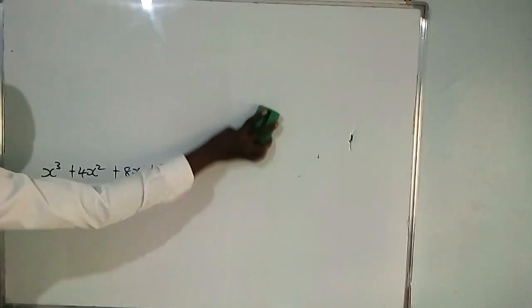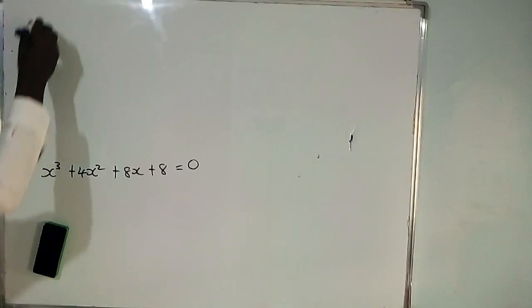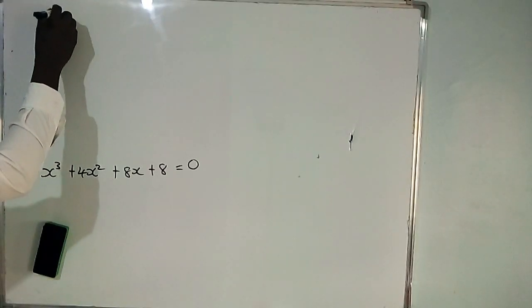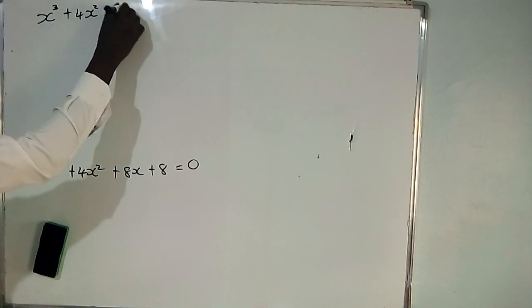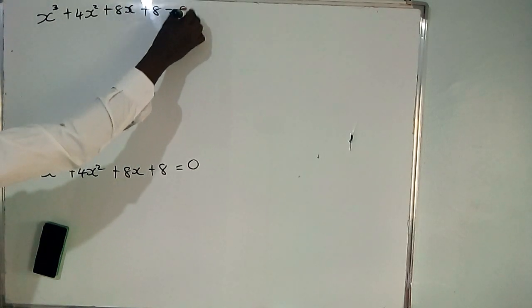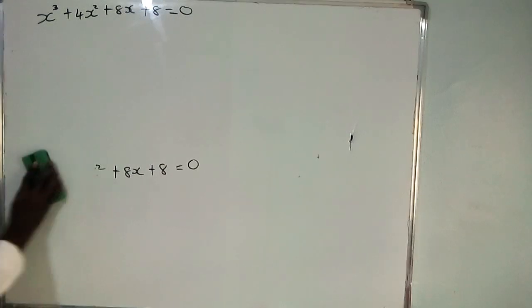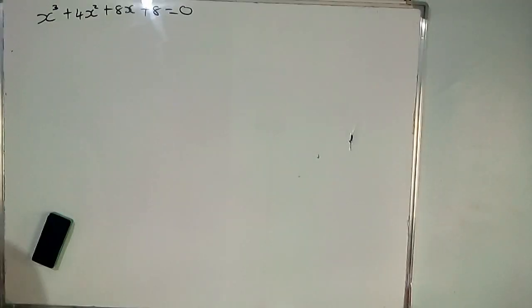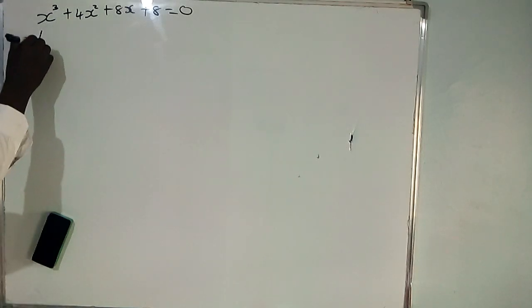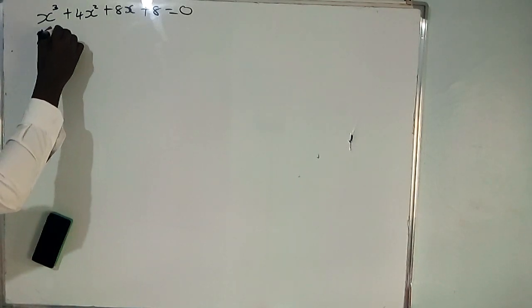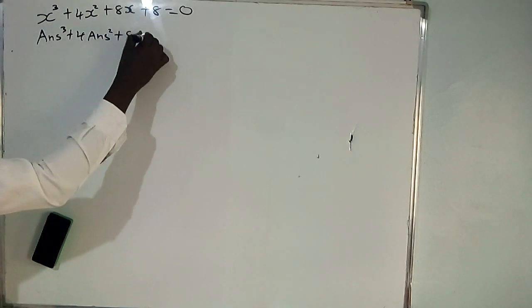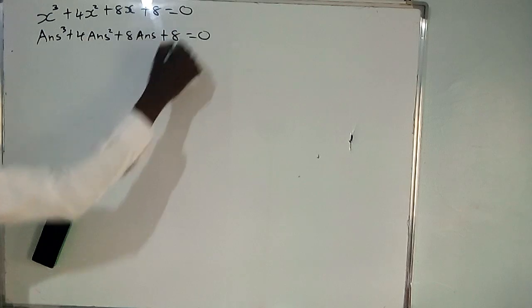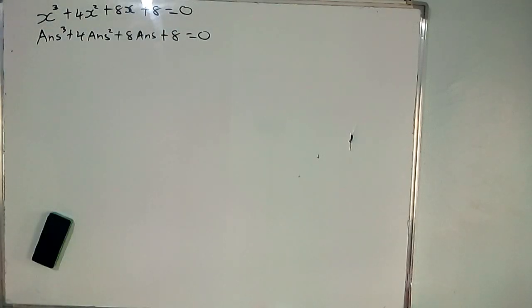Then you use algebra. You can use the factor theorem to determine other roots if they exist as integers. If that does not work, there are other methods in numerical methods, like the Newton-Raphson method, where there is x, you put Ans. So Ans cubed plus 4 Ans squared plus 8 Ans plus 8 is equal to 0. Feed that in the calculator. We want to see if there is any root that exists as an integer.